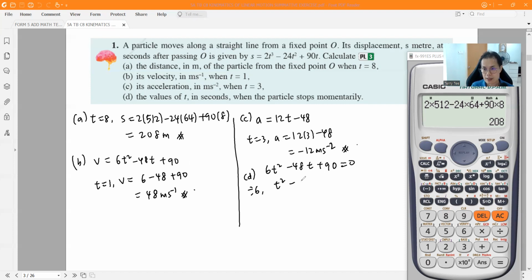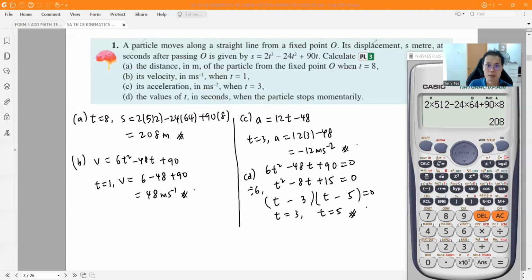48 divided by 6, I'll get 8. 90 divided by 6 is 15. Factors of 15 are 3 and 5. So I'm going to put t minus 5, t minus 3. They are both minus. This is a negative here and a negative here. So t is either 3 or 5. Yeah, two values when the particle stops momentarily.